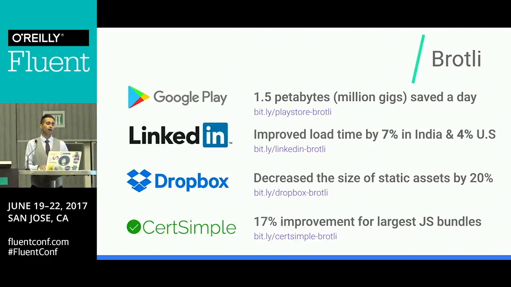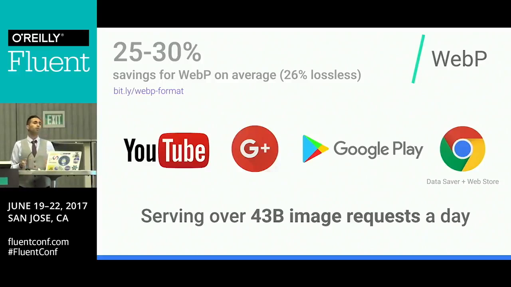Another new stat to share with you, Google has been heavily investing continuously over the last while in WebP. And I'm now happy to share that we're serving over 43 billion image requests a day using WebP. Now, WebP generally can save you somewhere in the region of 25 to 30% over other methods. If you're okay with lossy image encoding, it's about 26% if you're okay with lossless. But this is something that we're constantly finding as we employ it across YouTube, Google+, Google Play, the Chrome Web Store, Chrome's data saver mode. This is constantly giving us good savings, and we're hoping to continue investing in it moving forward.